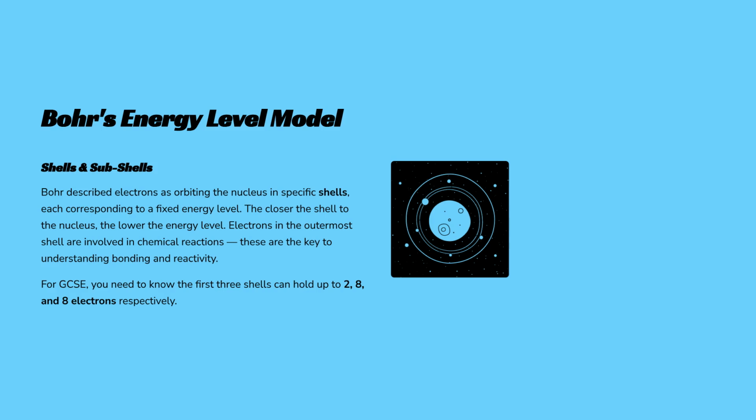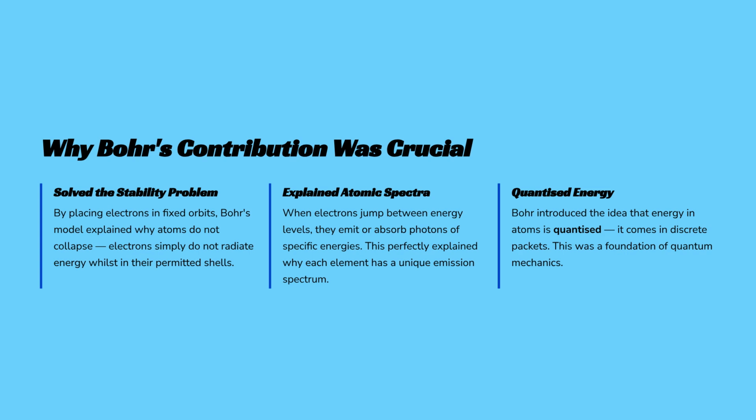Bohr's model visualizes electrons orbiting in shells. These levels have fixed energies, with those closer to the nucleus holding lower energy. For GCSE chemistry, it is important to remember the first three shells accommodate 2, 8, and 8 electrons respectively. Bohr's contribution was crucial because it resolved the stability problem, explained why atomic spectra consist of specific lines, and introduced the concept of quantized energy packets to the atomic model.